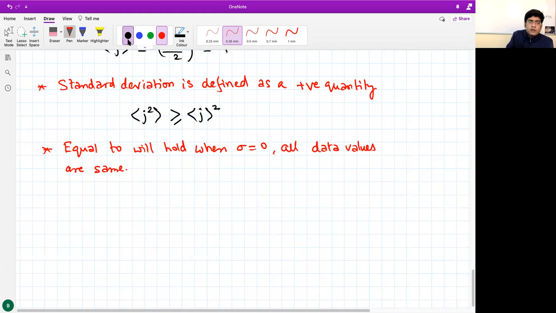Now, this was all the discrete system. Let's move towards the continuous system.